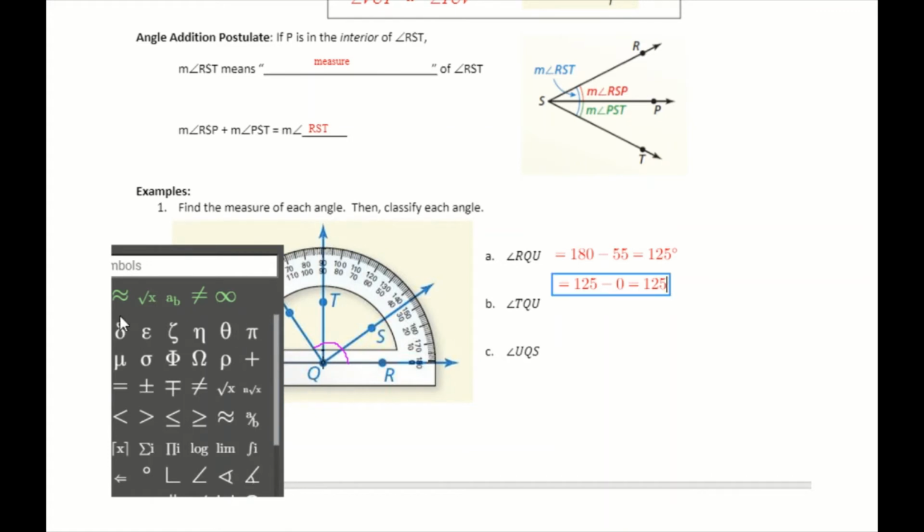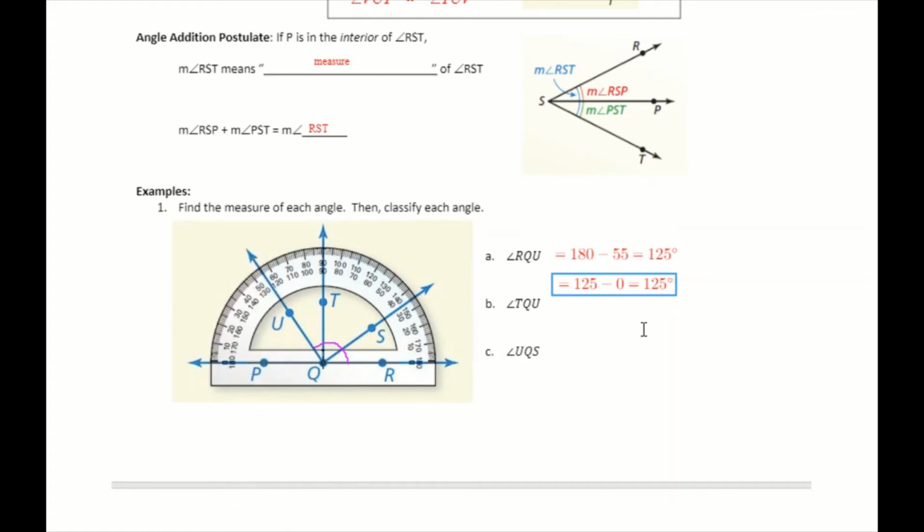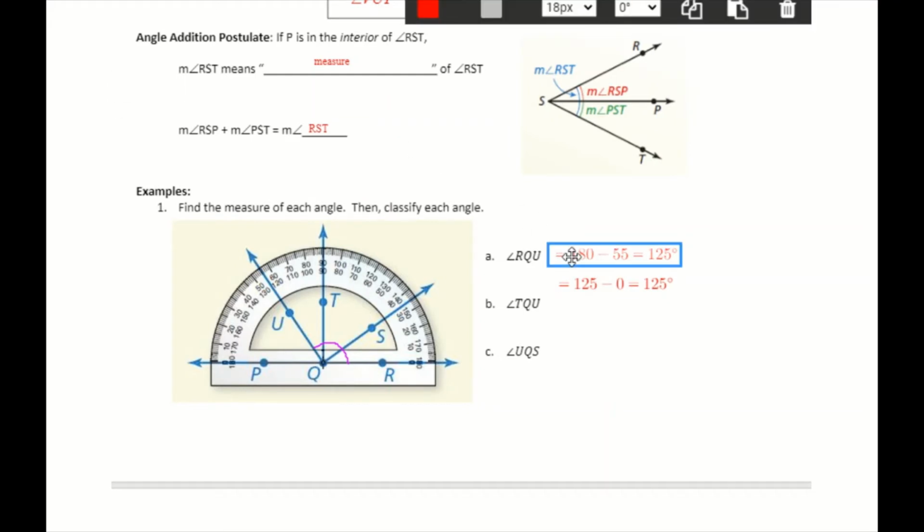Oh, doesn't like that. There we go. Okay, so you can see that we can calculate it either way. As long as you're consistent, it doesn't really matter if you're looking at the top number or the bottom number, but just make sure that both numbers are the top number or both numbers are the bottom number.